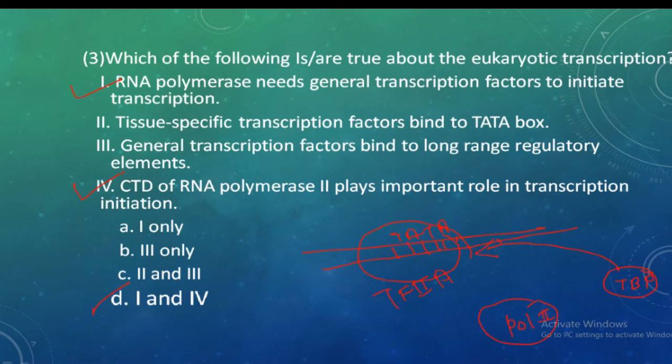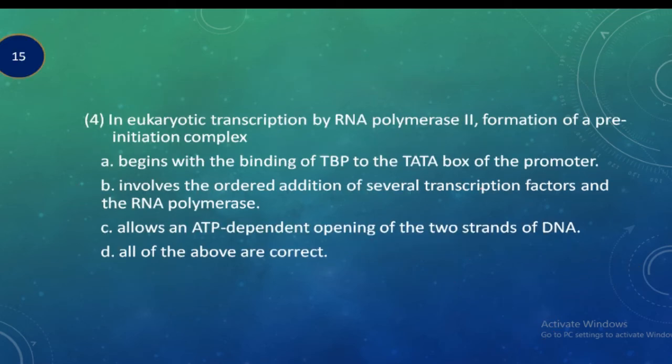Now next. In eukaryotic transcription by RNA polymerase 2, formation of a pre-initiation complex: here are your options. A. Begins with the binding of TBP to Tata box of promoter. B. Involves the ordered addition of several transcription factors and the RNA polymerase. C. Allows an ATP dependent opening of the two-strand DNA. D. All of the above are correct. Your time starts now.